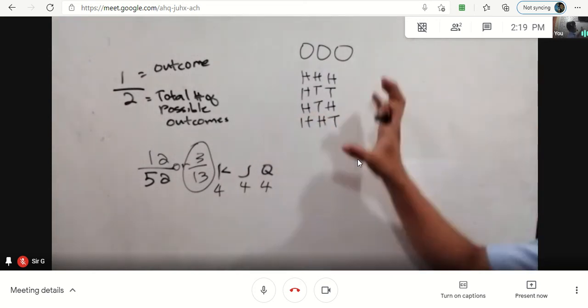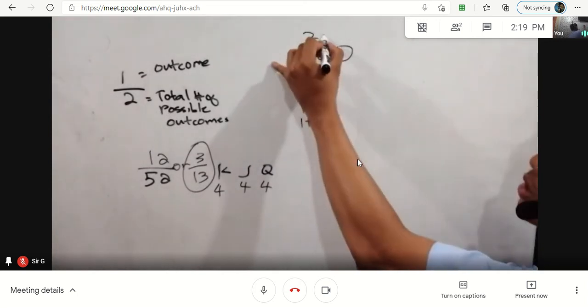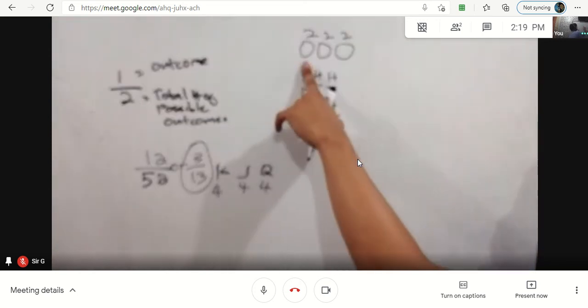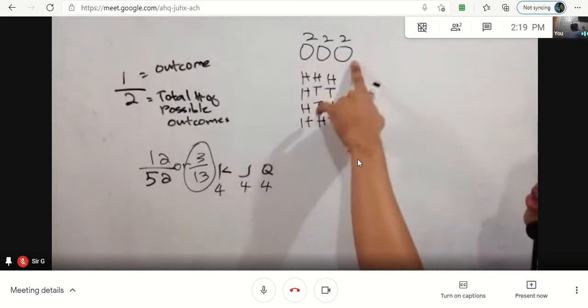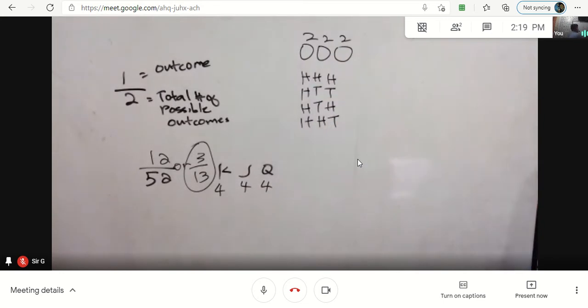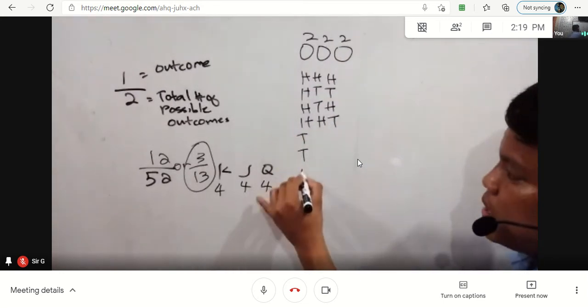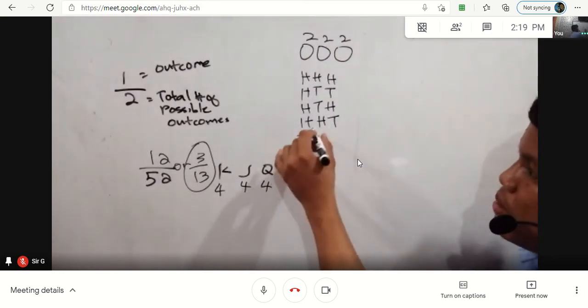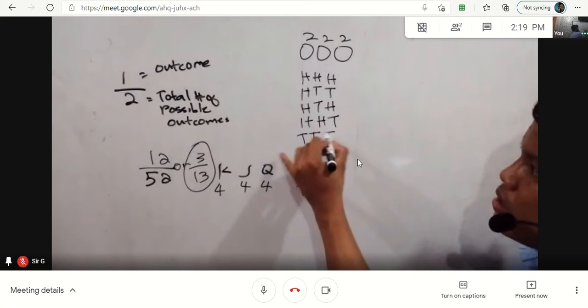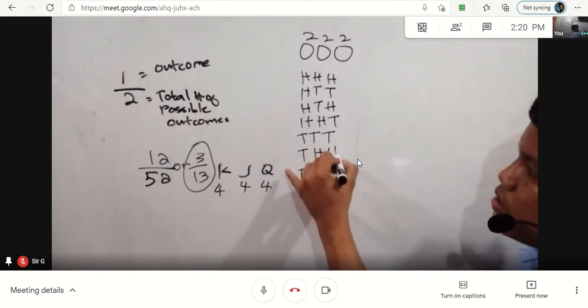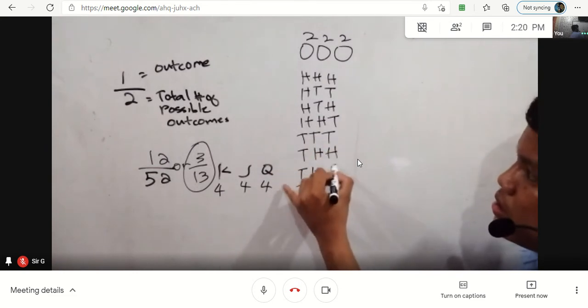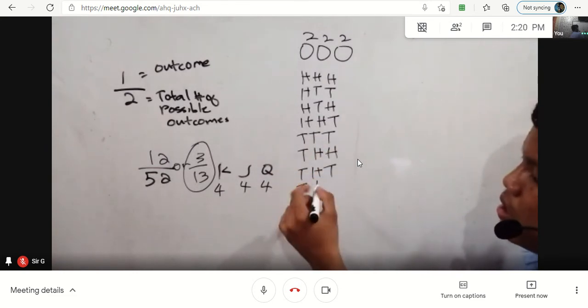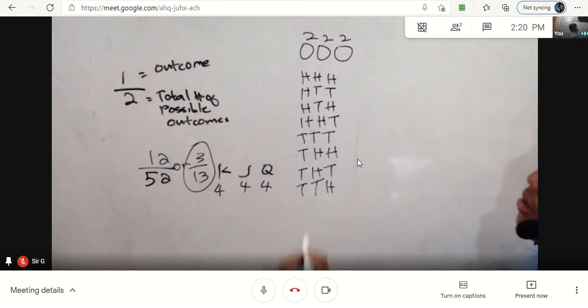Ito yung sa head. Kasi nga, dapat ang sample spaces natin ay, since isang coin, meron tayong 2. 2 times 2 times 2 is equal to 8. Dapat 8 yan. So, 4 na H, and also 4 na T. So, 4 na H, T, T and T, T, H and H, T, H and T, T, H. Ayan. So, meron na tayong ganyan. After po nito, nakuha na natin yung possible outcomes ng 3 coins.